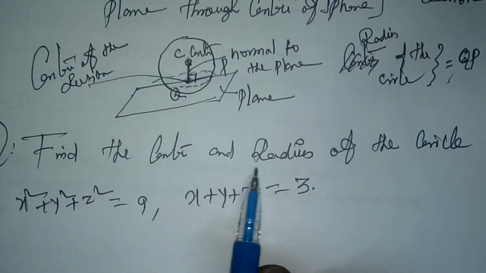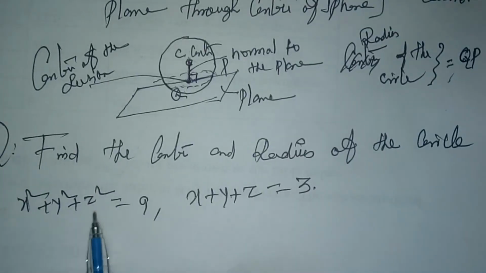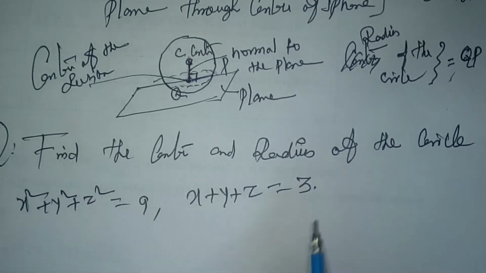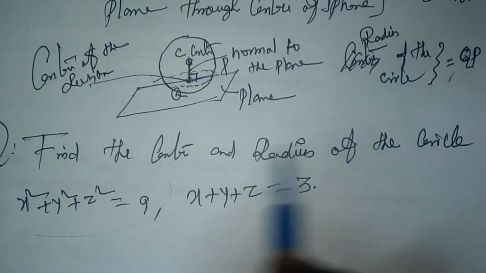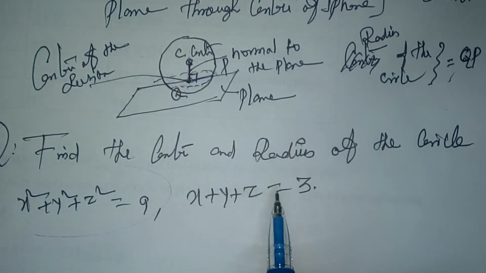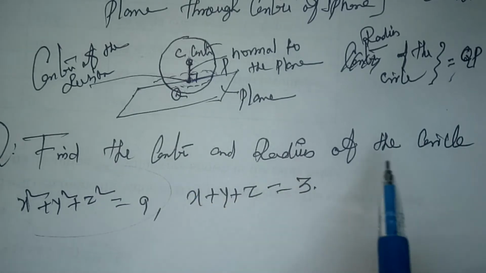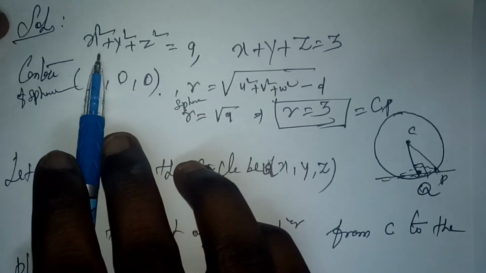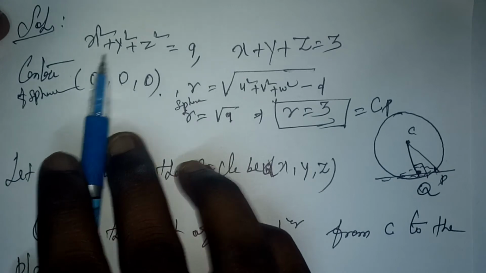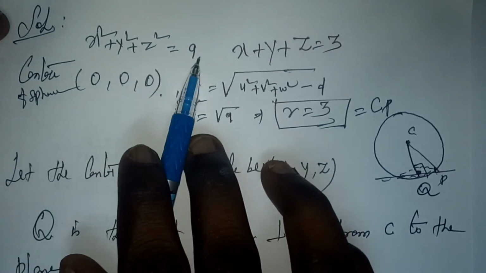Find the center and radius of the circle: x square plus y square plus z square is equal to 9, x plus y plus z is equal to 3. This is the equation of the sphere, this is the equation of the plane. So two things are given. So we have to find the center and radius of the circle, right? Equation of a sphere, x square plus y square plus z square equal to 9.